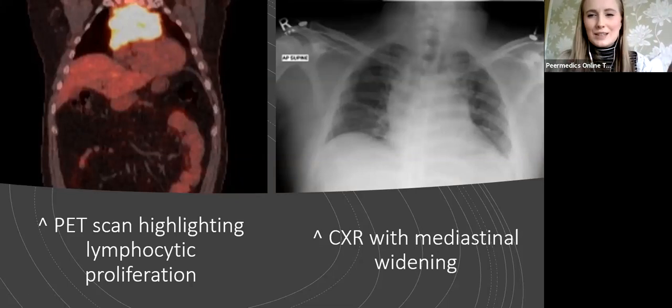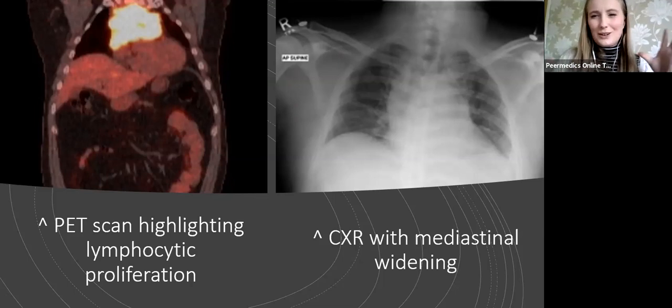I used to overcomplicate what it meant, I used to think it meant that the rib cage was widened. It literally just means that, where you can see the cardiac shadow there, it just looks wider than it should be. It doesn't mean that the rib cage is widened or anything a little bit scary like that.